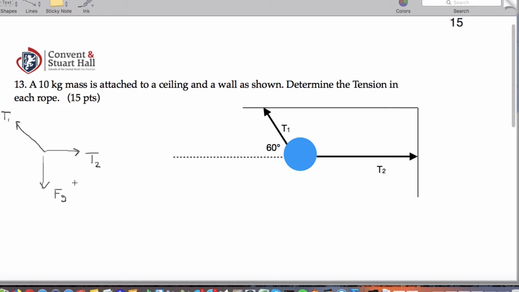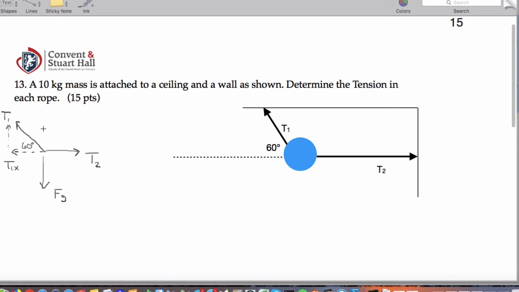So I have T1 pointing at an angle, and this is how I'm going to set up the horizontal and vertical components. So this is going to be T1 with a little x here, and this is going to be T1 with a little y here, and our angle is 60 degrees. Now the problem with this question is I'm not going to be able to just put in numbers right away and have a solution fall out.